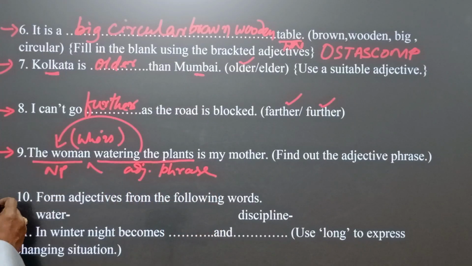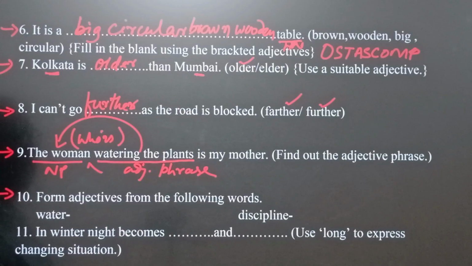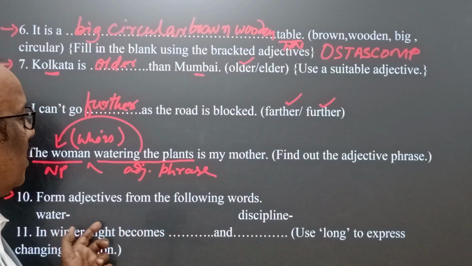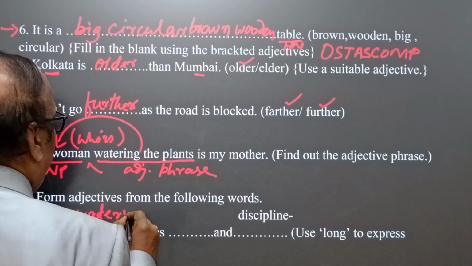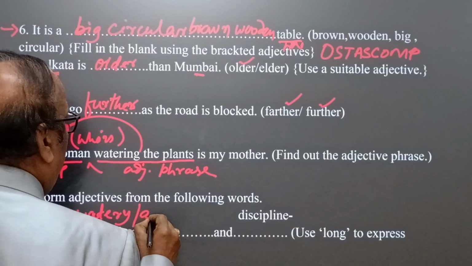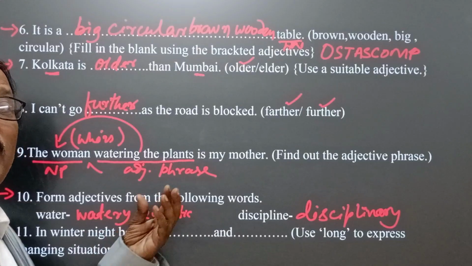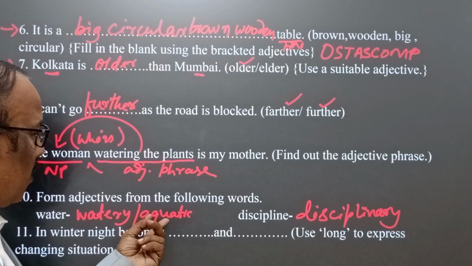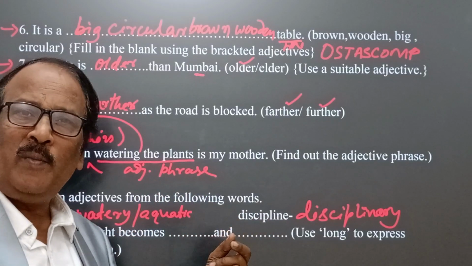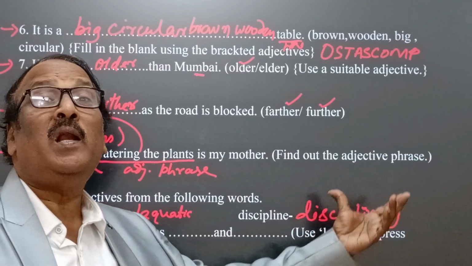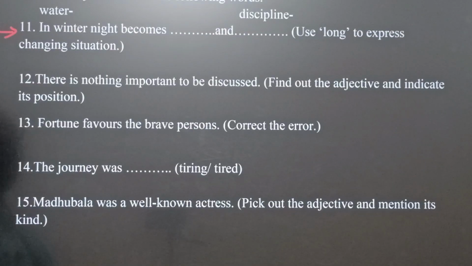Question number 10. Form adjectives from the following words. Here we have two nouns, water and discipline. Watery or aquatic. Disciplinary. Watery curry. Yes. Aquatic animals. Aquatic plants. Next, disciplinary action.